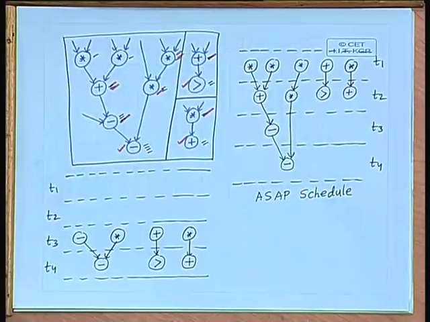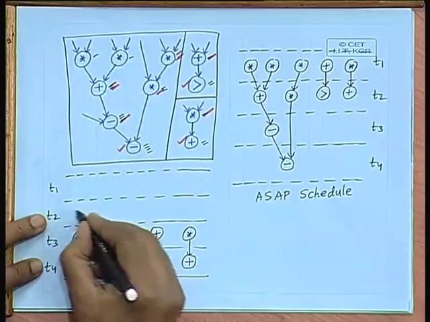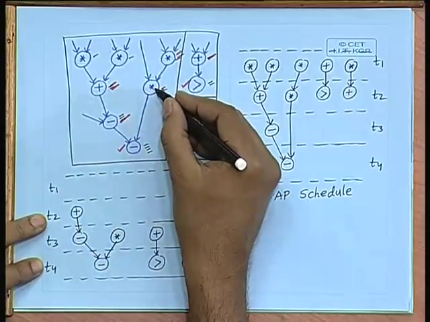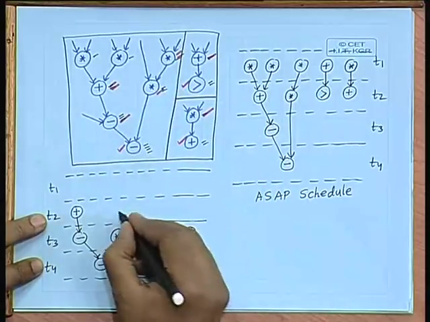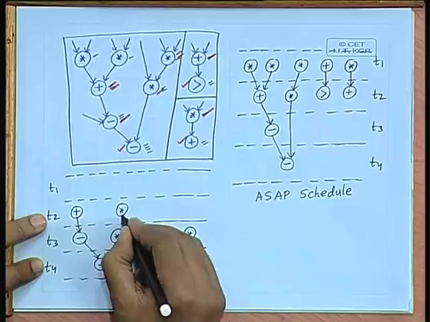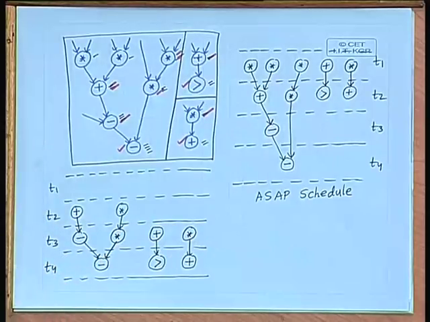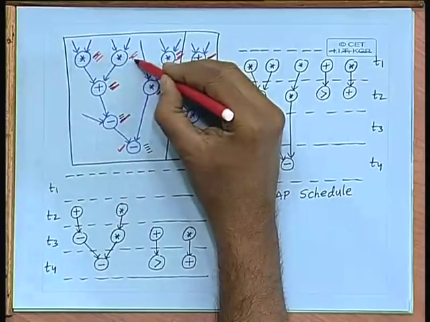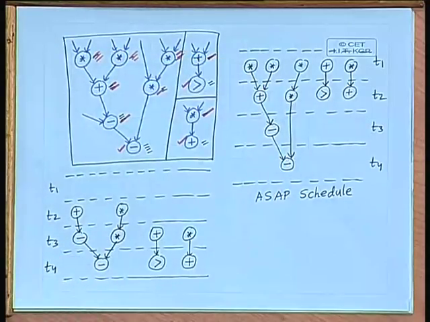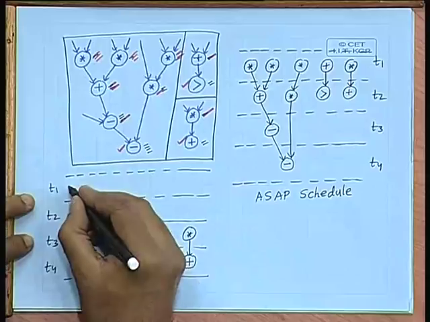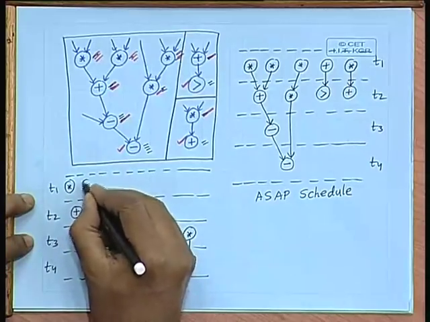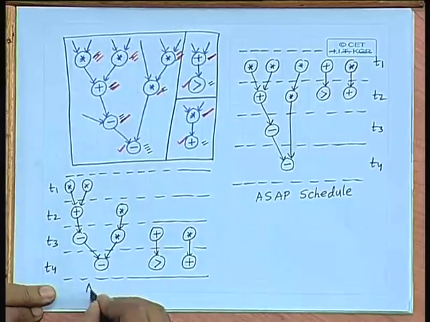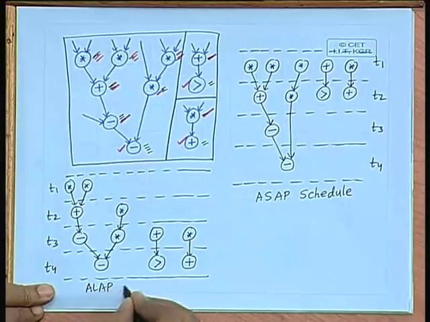So, this addition will be here and this multiplication will be here. So, finally, in step T1, you have these two multiplications to be put in. So, you put these in here. So, what you get here is your as late as possible schedule.